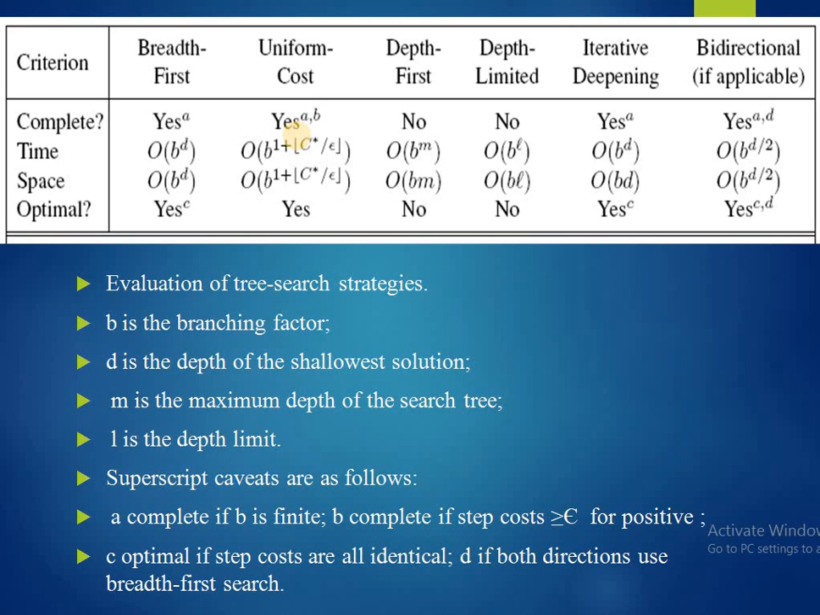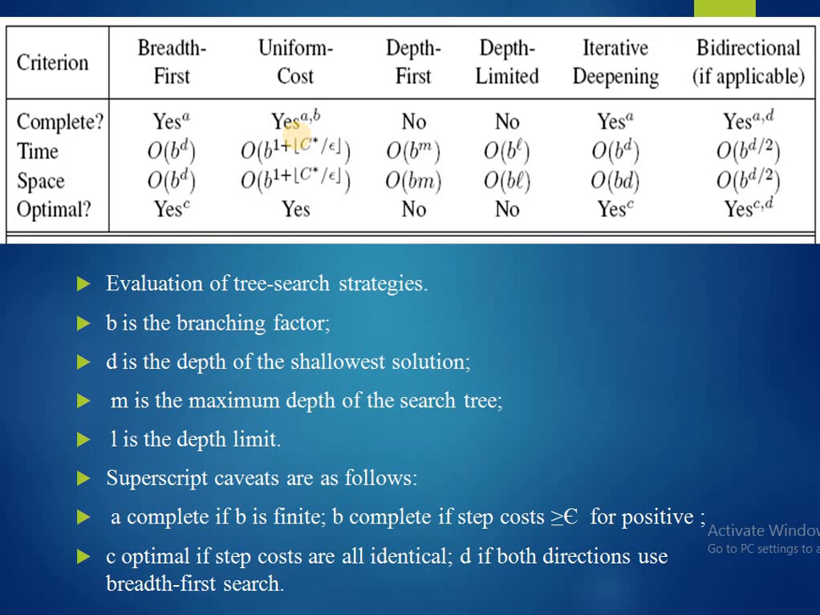The time required for all the 6 strategies is provided here. There is O of b raised to d for breadth first search, O of b raised to 1 plus C star divided by epsilon for uniform cost. For depth first search it is O of b raised to m. For depth limited search it is O of b raised to l. For iterative deepening search it is O of b raised to d, and for bidirectional search it is O of b raised to d by 2.